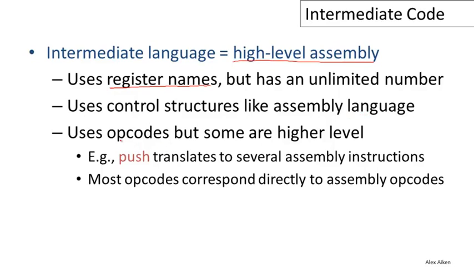The language will also have opcodes in it, so it will look like assembly language level opcodes, but some of these opcodes will be higher level. For example, we might have an opcode called push, and a push would end up translating into several concrete assembly language instructions for a particular target machine.